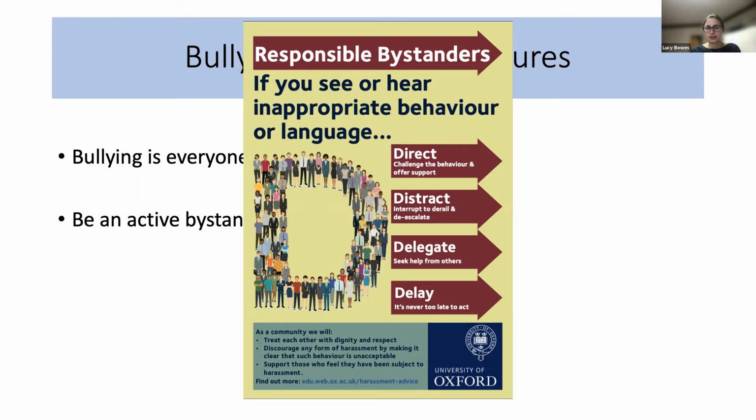And finally, it's often the case that we might freeze in the moment. I think everyone's experienced that, where it didn't feel right at the time to say anything, or you don't know what to say or how to act. But the point of delay, the fourth D, is that it's never too late to act. It may be that later you feel able to approach both parties and to say what you observed and why you feel uncomfortable about it. It might be that you could advise the receiver that there are people that they can talk to, for example, departmental administrator, head of department, harassment advisor, and so on.